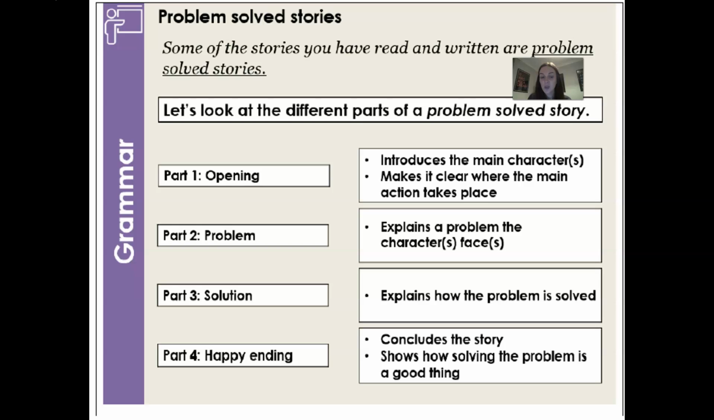So the different parts of the story are this. Part 1 will be the opening. That bit will introduce us to the main character and where the action takes place. Part 2 introduces a problem that the character faces. Part 3 offers a solution to the problem, so how the problem can be solved. And part 4 offers us a happy ending, some kind of conclusion to the story, normally that shows us that solving the problem was a good thing and it's made the person's or the character's life better.